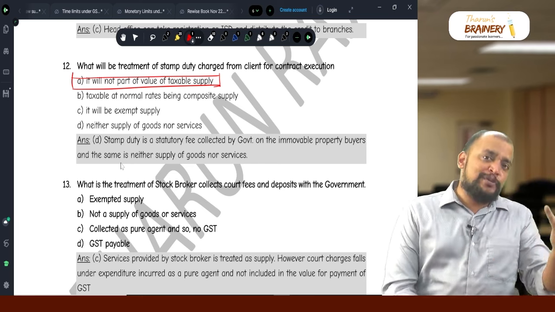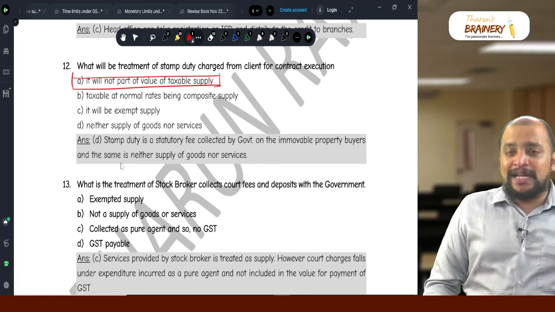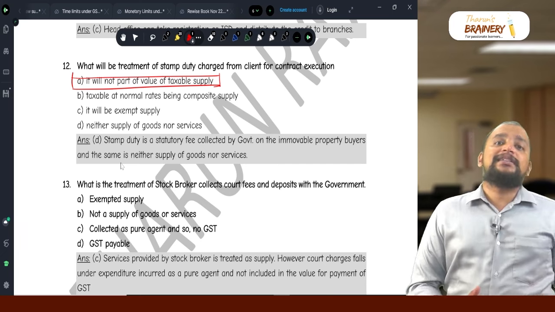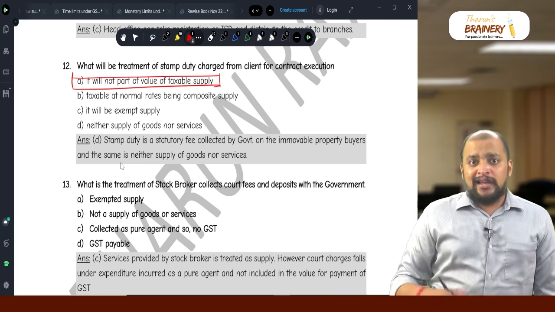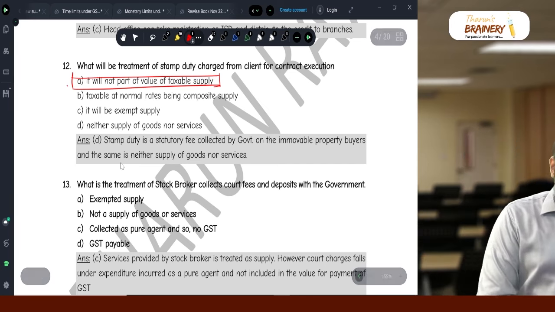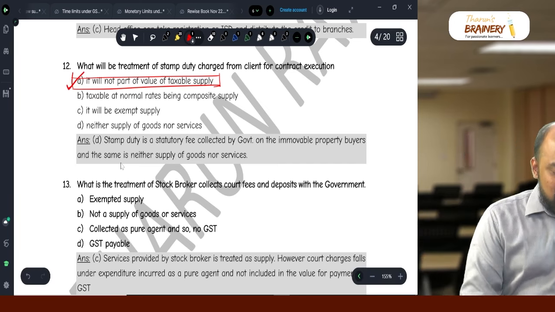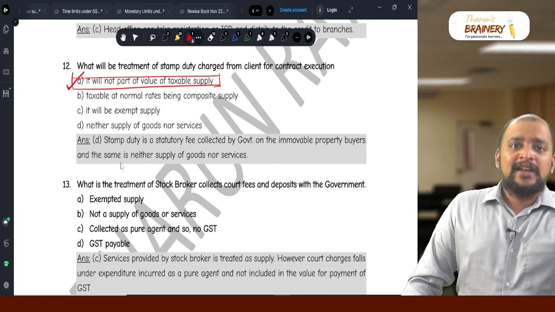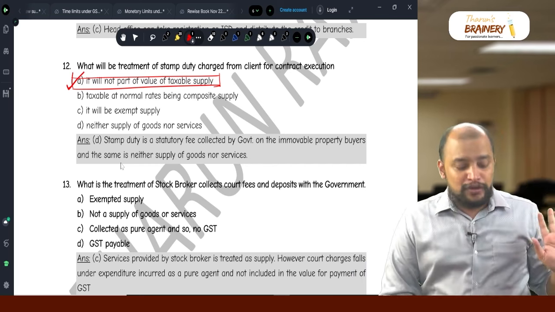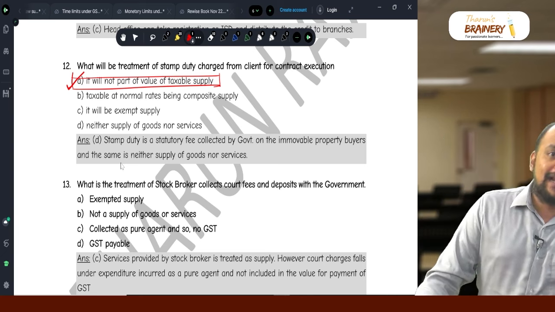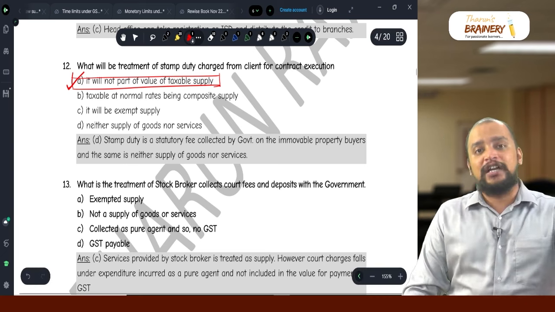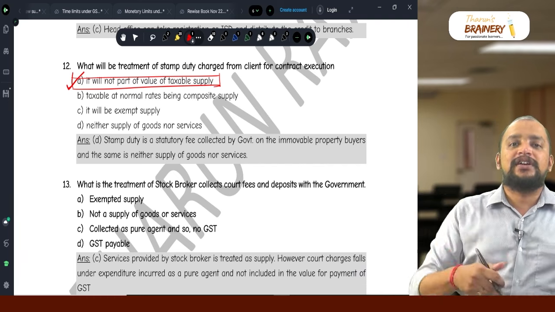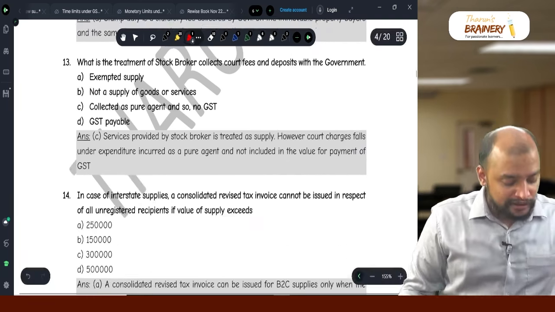But according to me, maybe in the case study it would have been given as: what is the amount of stamp duty collected by the broker from the client? Then it will not be treated as value of taxable supply, and that could be the answer. As I did not get clarity about the MCQ, I just gave you option D, but I am explaining option A also could be the answer. It all depends, because I did not get the original source. Different students have shared, so based on that only I am commenting on this.